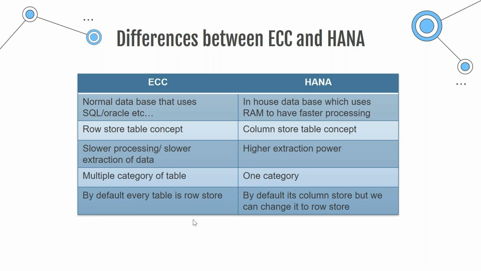Then in ECC system, it uses row store table concept, whereas in S4 systems, it uses column store table concept. Row store table concept means whenever you want to extract any data from the database, the search will happen in a linear manner, left to right. Like this, it will try to search starting from left to right, in horizontal manner. In column store concept, the search will happen in vertical manner, like this, top down. That is the difference between row store and column store.